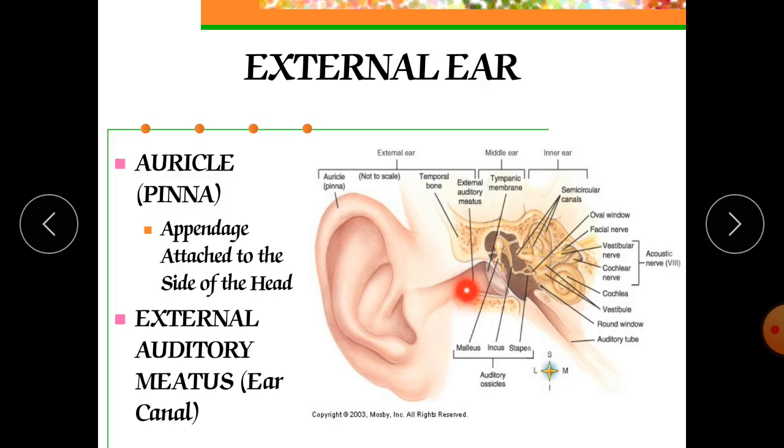The external auditory canal is a curved tube about 2.5 centimeters long and lies in the temporal bone. It lies in the temporal bone and leads to the eardrum. The tympanic membrane or eardrum is this one.